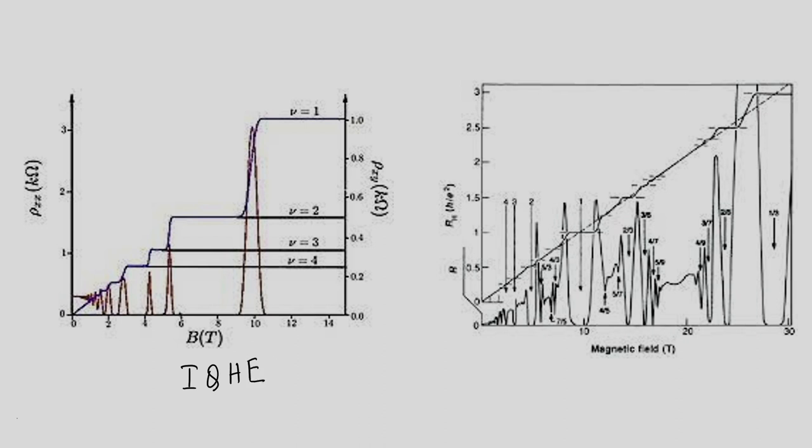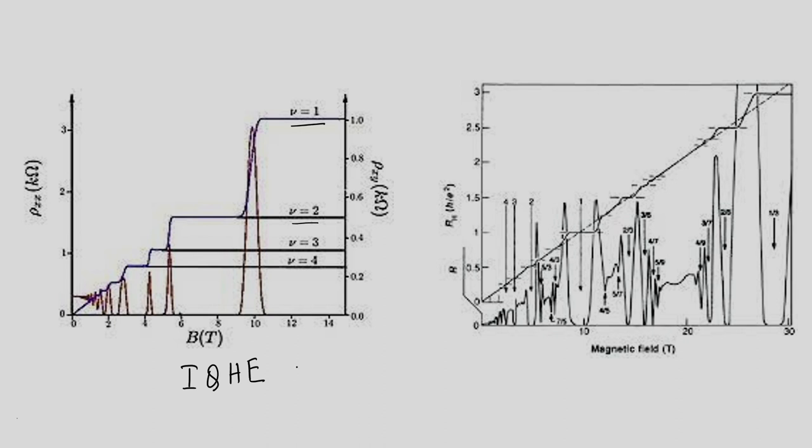The left hand side is for the magnetoresistance and the right hand side is for the Hall resistance. Even though it's not clear, you know what it means. This is a nu equal to 1 plateau, and then there are nu equal to 2 plateaus, nu equal to 3 plateaus, and so on. These are the Hall resistivity plots, and along with that there are these peaks in the magnetoresistance as a function of B, and you see that the B is pretty large here. It has been taken up to something like 14 or 15 Tesla.